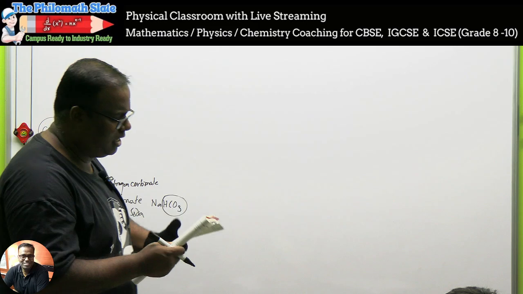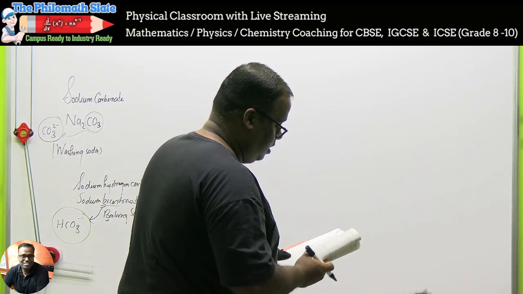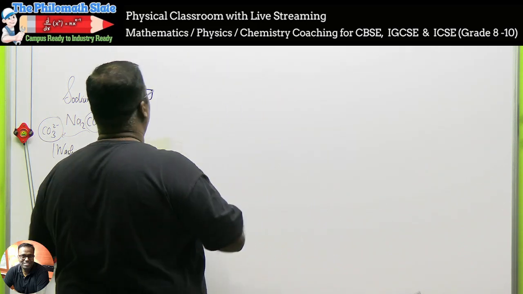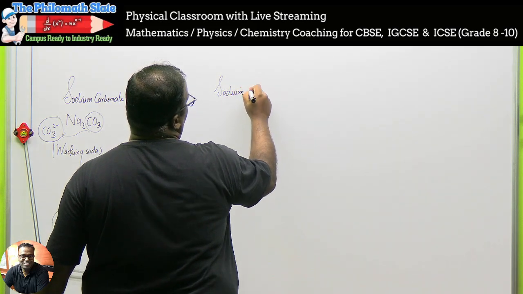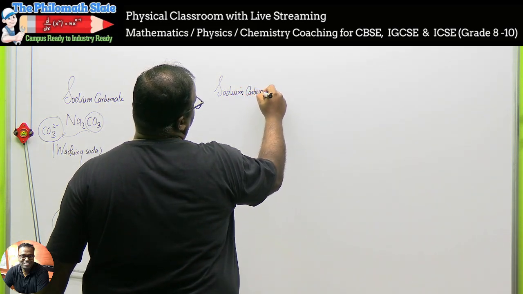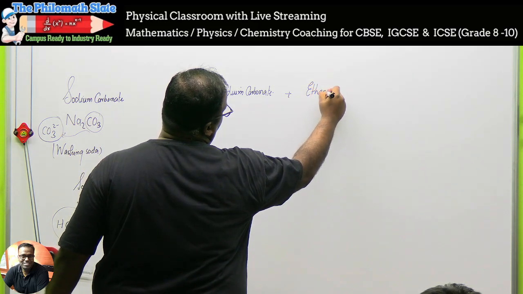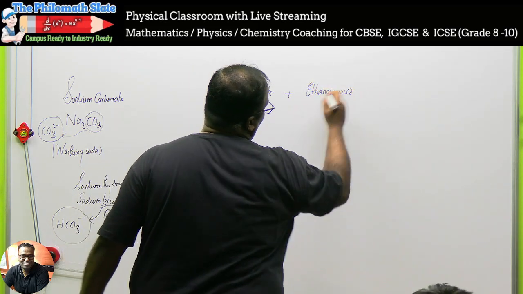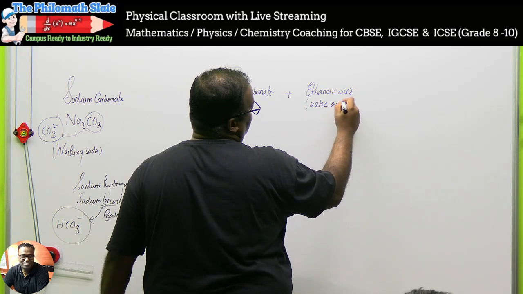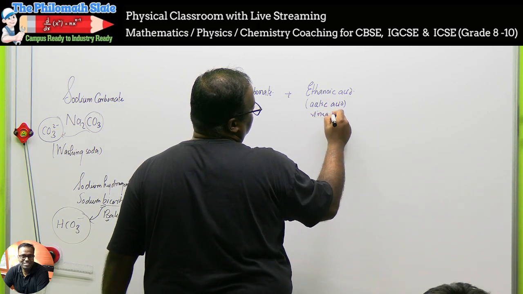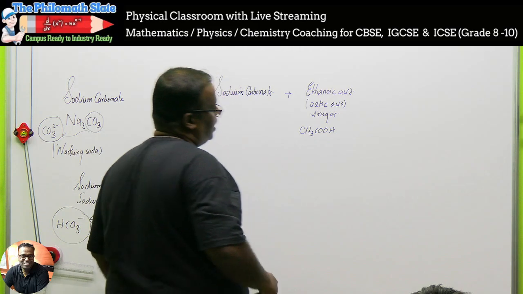We will do this slowly. Let's take the question first, okay? Sodium carbonate reacts with ethanoic acid. So we have got sodium carbonate. What is ethanoic acid? Vinegar. Reacts with ethanoic acid. Okay, write down ethanoic acid also. Ethanoic acid is also known as acetic acid, and it is nothing but the acid found in vinegar. Its formula is CH3CO. Okay.